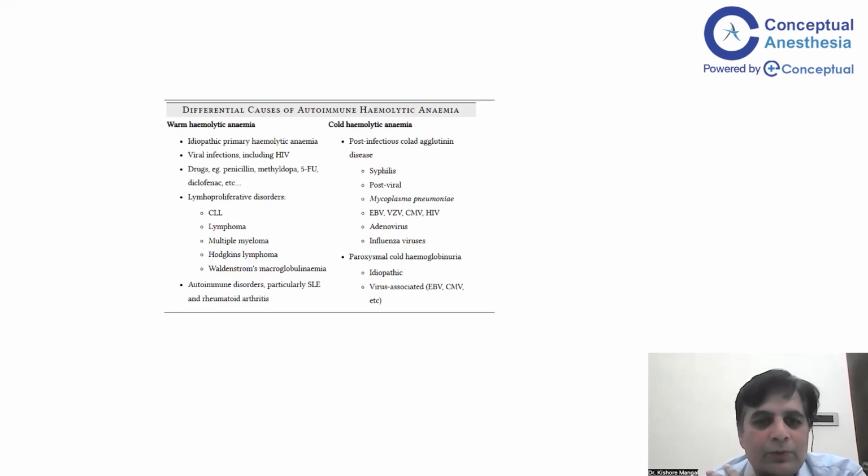Causes of warm include idiopathic primary hemolytic anemia, viral infections like HIV, hemolytic anemia, and lymphoproliferative disorders like CLL, lymphoma, multiple myeloma, Waldenstrom macroglobulinemia, and autoimmune disorders like SLE. These all cause warm. Cold is caused by post-infectious cold agglutinin disease like syphilis, post-viral, mycoplasma, EBV, adenoviruses, influenza viruses, because it is mostly happening because of IgM. And paroxysmal cold hemoglobinuria is usually again post-viral hemolytic anemia.